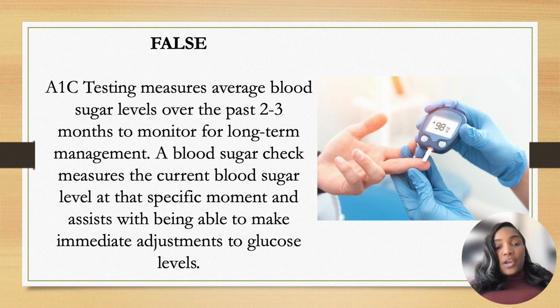False. A1C testing measures average blood sugar levels over the past 2 to 3 months to monitor for long-term management. A blood sugar check measures the current blood sugar level at that specific moment and assists with being able to make immediate adjustments to glucose levels.